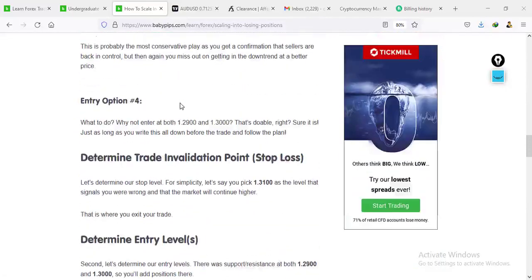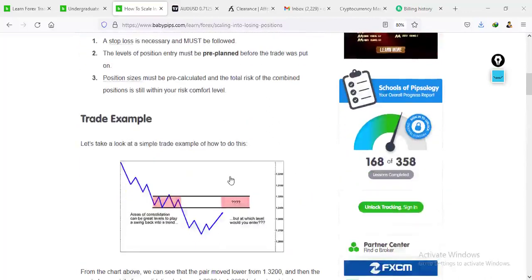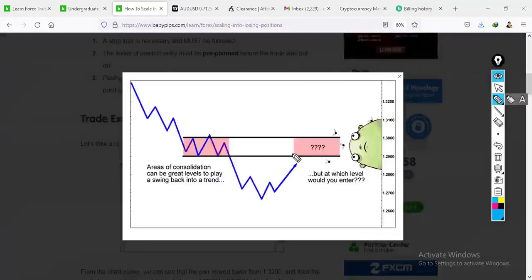Now the fourth option is this: why not enter both entries at 1.2900 and 1.3000? That's doable, because you don't want to pinpoint the exact place, as it is only an area. So why not enter one position here at 1.2900? Let me change these colors so that we can see it better. One entry here, and one entry here. But make sure these two positions, entry 1 and entry 2, have units that are within your risk comfort level.